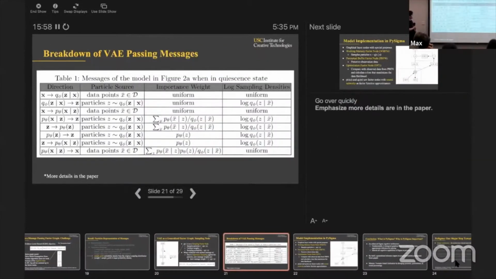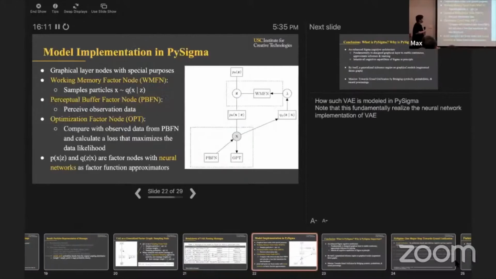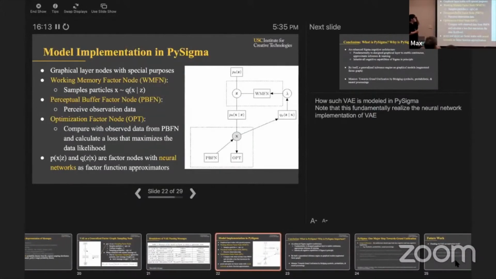And if you transform that into the logarithmic space, it is the negation term. So here is an excerpt from our paper, which is a detailed breakdown of all the messages passing around. We show mathematically that if we do it this way, the overall model will reflect the ELBO objective. So here is how the model will look in PySigma.